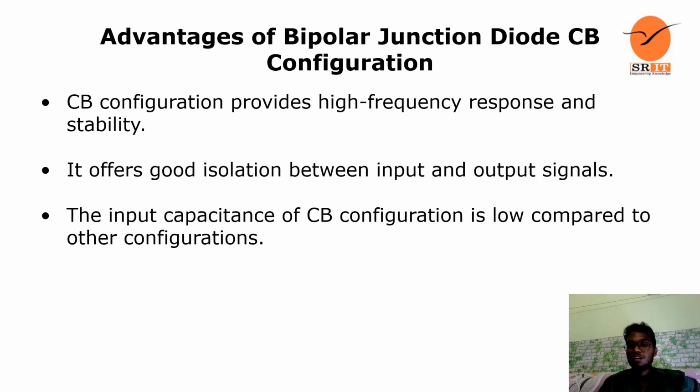You see in CB configuration, you could see more stability, and CB configuration offers good isolation between input and output signals. And for justifying this point, we could see the diagram that the base is between emitter and collector. So this is the reason why it provides good isolation. The input capacitance of CB configuration is low compared to other configurations.